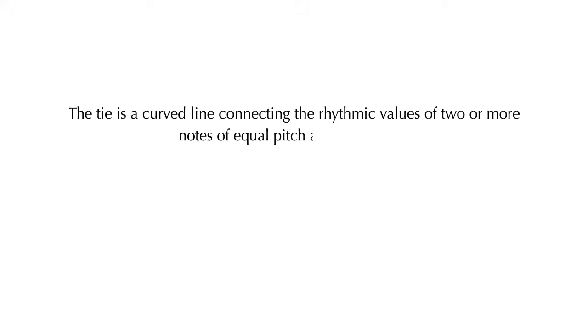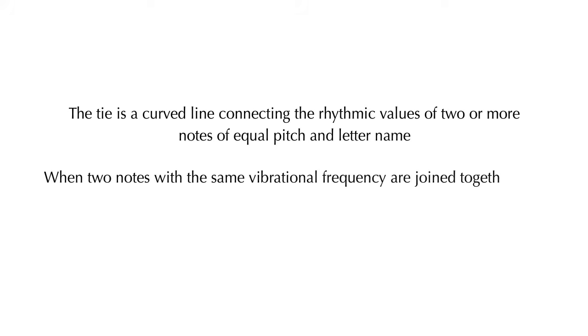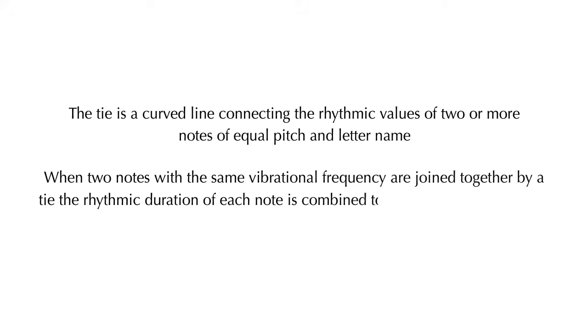The tie is a curved line connecting the rhythmic values of two or more notes of equal pitch and letter name. In other words, when two notes with the same vibrational frequency are joined together by a tie, the rhythmic duration of each note is combined to form one longer duration.